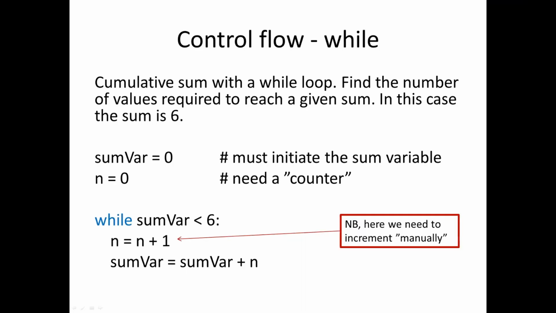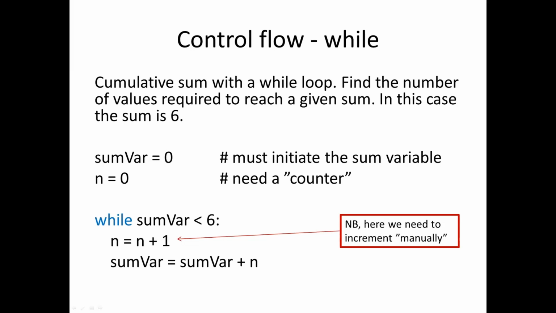As an example, we will compute the cumulative sum again. But this time we want to find how many values we need to include to reach a given sum. As with the for loop, we have the series 1, 2, 3, etc. But in this case, we do not know the last value to include before we reach a given cumulative sum. In this case, we want to know how many values to include before we reach the sum 6.